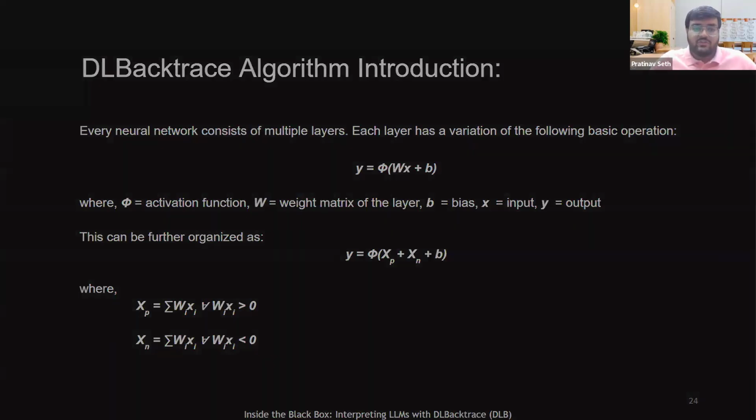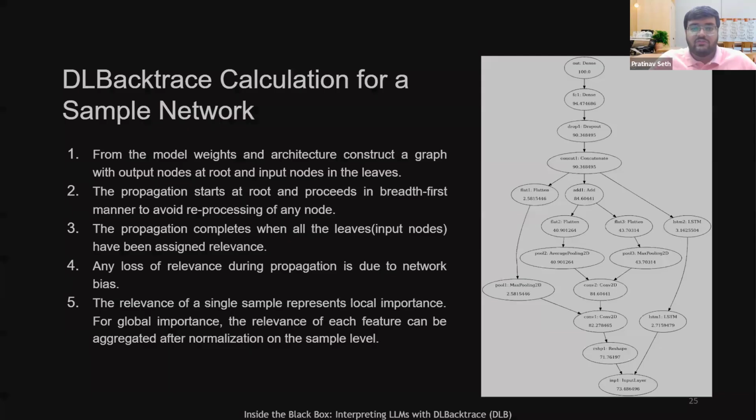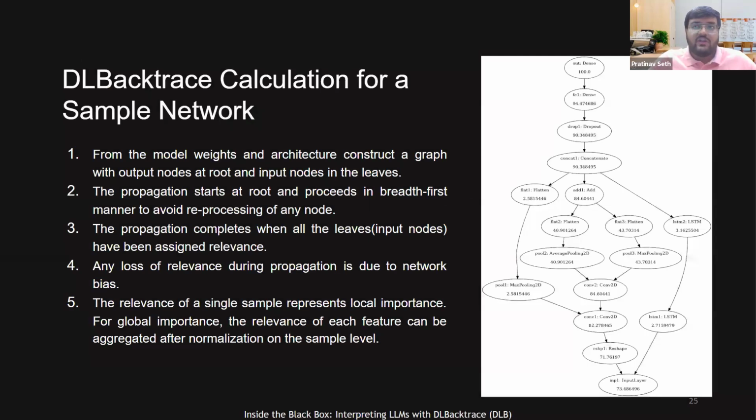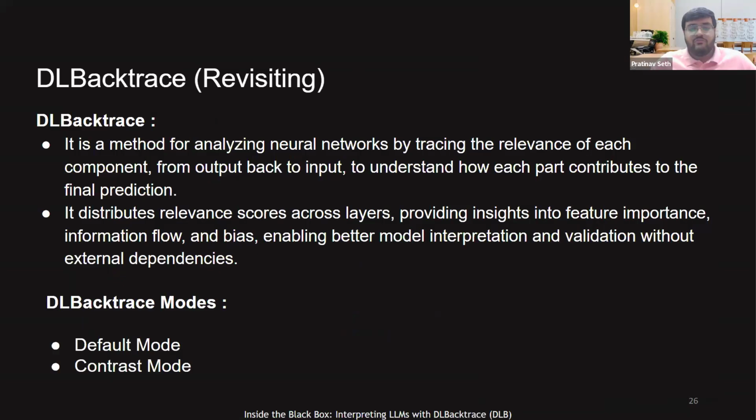But just a refresher of how this works: we start from the back. We move around, layer-wise, in a breadth-first search manner so that all nodes are covered, and for each node or layer, we try to assign relevance. At last, you come to your input layer, or the input data which you are giving, and you get a relevance value, or I would say an explanation, for that. We have two modes of doing this: one is a default mode and one is a contrastive mode.